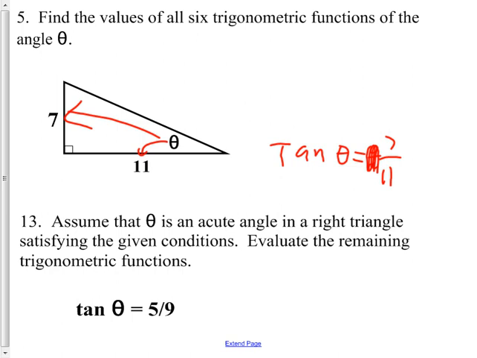But what are the other ones? They're all going to involve that number, which you don't know unless you use the Pythagorean theorem to find it. And we just talked about that, so I don't need to go through that again. But once you found that, let's say it was like the square root of 27 or whatever it was, then you'd be able to find your other ones, sine, cosine, because they're all going to need the hypotenuse.